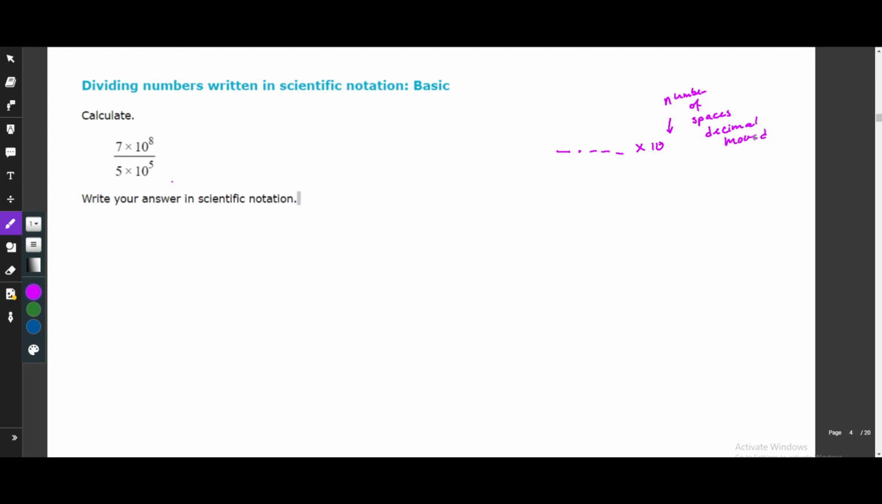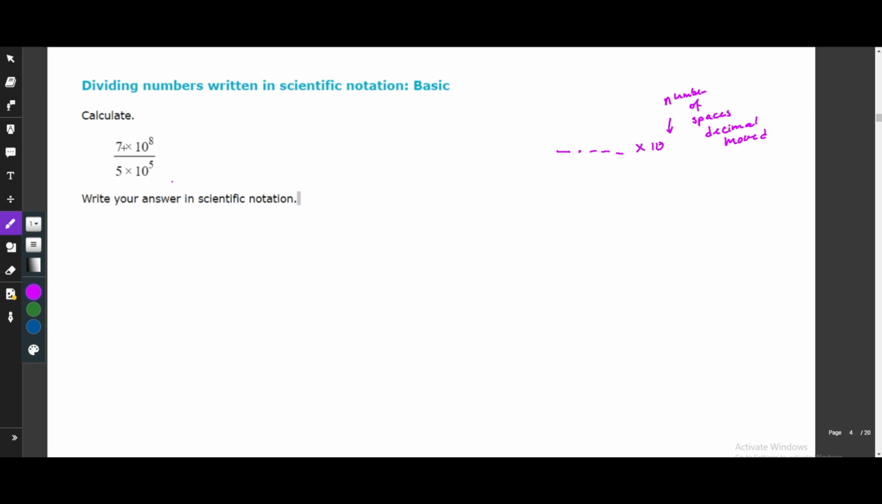What I remember with scientific notation, with how I think about it, is if the real number was a big number, then my scientific notation exponent is going to be positive. If my real number was a small number, then my scientific notation exponent is going to be a negative number.